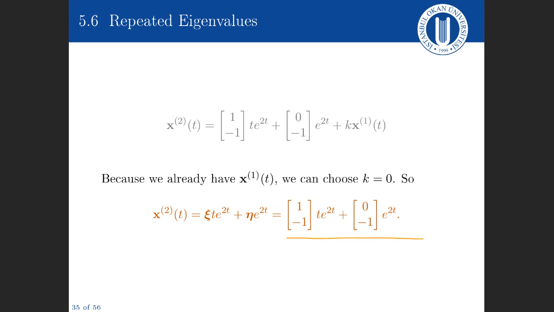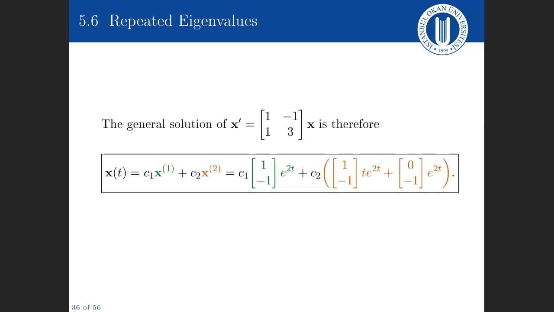Now that we have our two solutions, we can write down the general solution to the differential equation. And the general solution, of course, is constant x1 plus constant x2. That's constant multiplied by (1, −1) e to the power 2t plus constant multiplied by, open brackets, (1, −1) t e to the power 2t plus (0, −1) e to the power 2t.